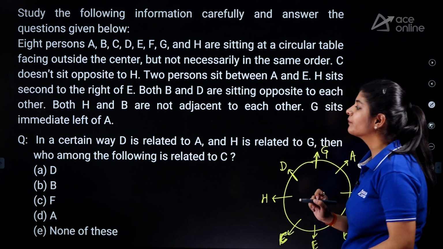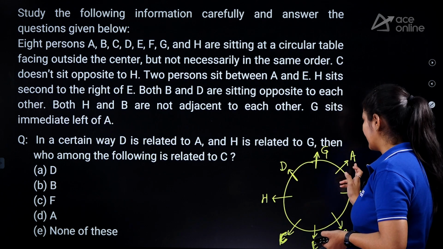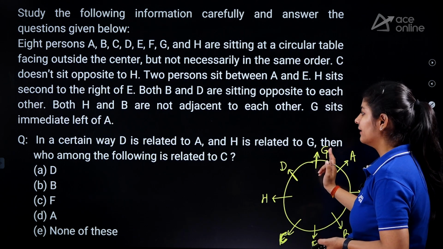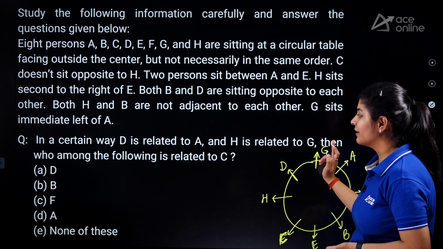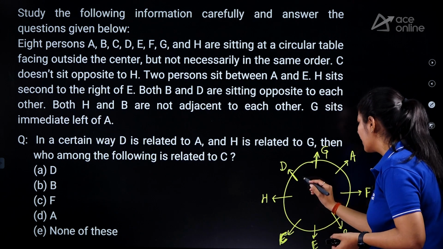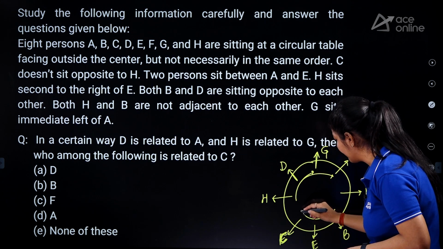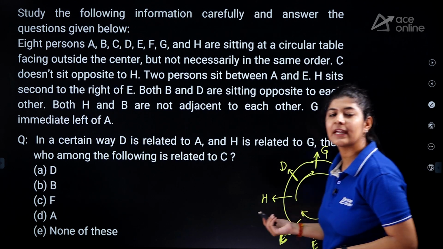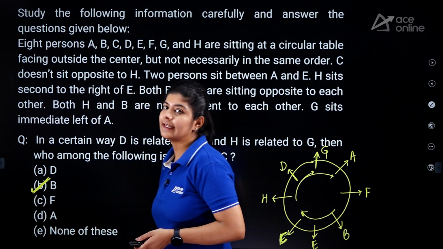Okay. So in a certain way, D is related to A, H is related to G, then who among the following is related to C? B is related to C. Look, we are moving in this direction. We are again moving in this direction. So we have to move in this direction. So the correct answer over here is B. That means option number B is the correct answer.